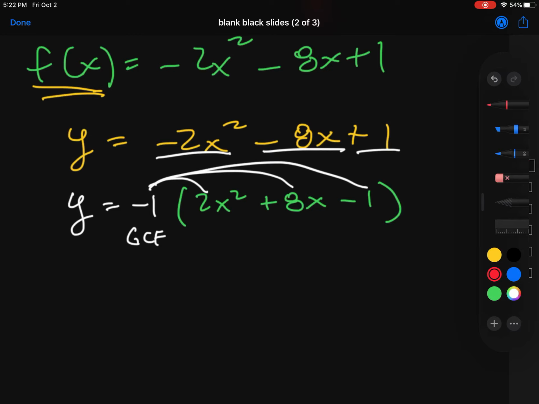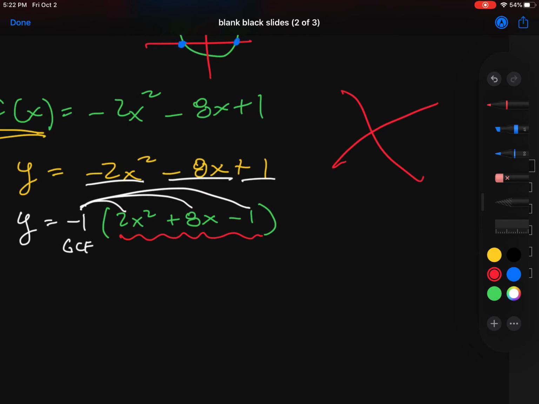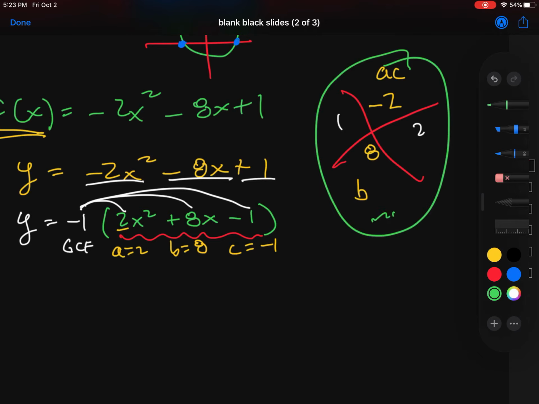Okay, let's see if we can factor this in red. Let's go over here. Let's try. A is 2, B is 8, and C is negative 1. A times C would be 2 times negative 1, which is negative 2. My B value is 8. Are there any numbers in the world that will multiply to be 2 but add to be 8? The answer is no. No numbers will multiply to be 2 and add to be 8.